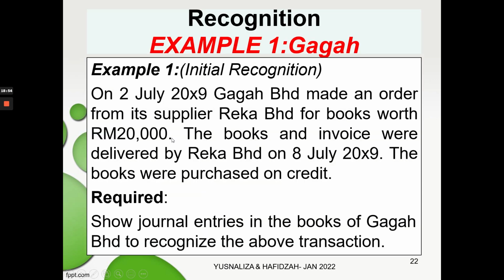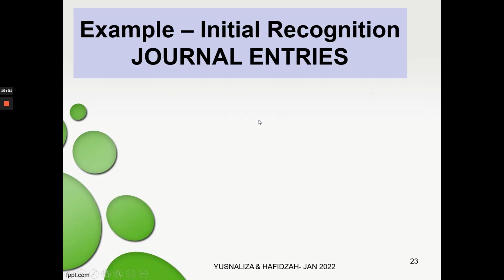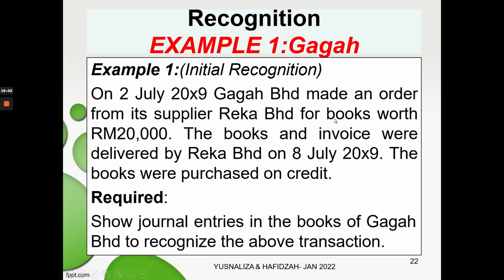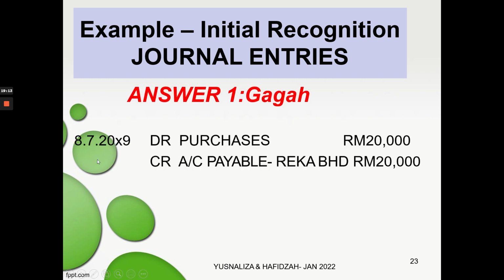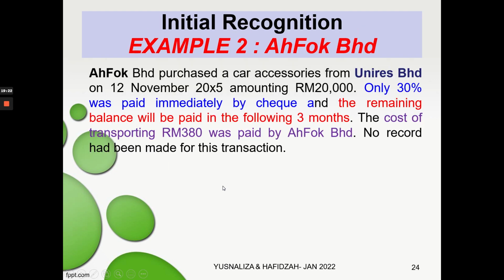Next is another example here. Example 1, 2nd of July, Gagah made an order from the supplier for books worth 20,000. The books and invoice were delivered by Derecognition on 8th of July. So here we are trying to show the journal entries. Look at the date, it was 8th of July. Debit purchase, credit accounts payable, Derecognition Bhd.